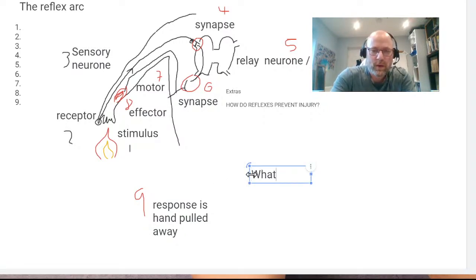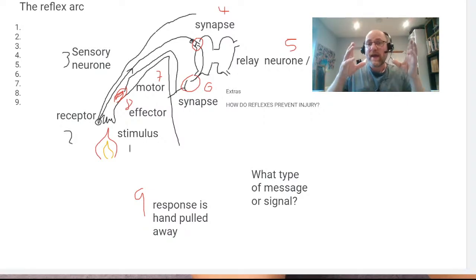What type of message or signal? Electrical impulses. Nice. So, I won't finish the sentence, but you have to say impulse. Get all the marks for the word impulse. Impulses are electrical, so you get the mark for that. Or you can say electrical signal or electrical message. You cannot say electricity because it's not electricity. So it's not quite the same as electricity. It's an electrical signal, message, or impulse. You don't have to say electrical impulse, but you can do just to cover yourself.